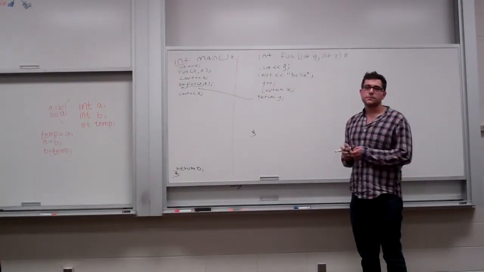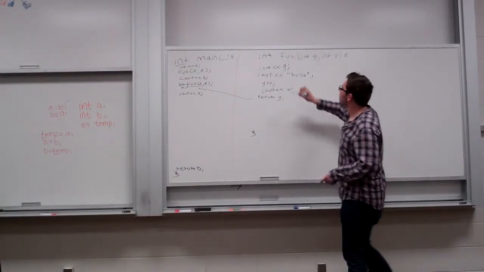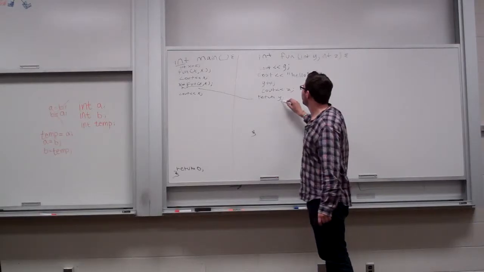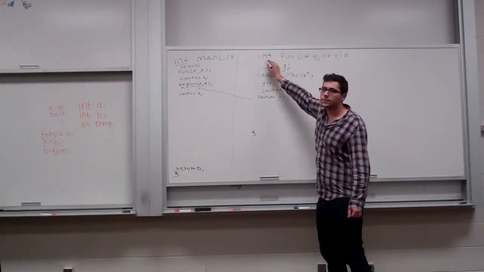Yes? Do you have to make sure that the type of x is the same as the return type of the function? You do. This is always going to be the type of the return value that you're giving. If y is going to be something like a double, this has to be a double as well.